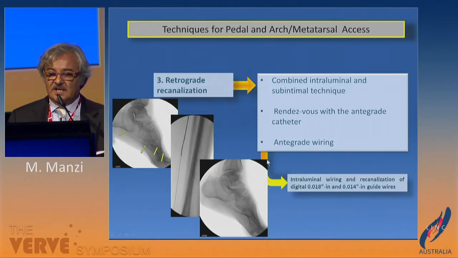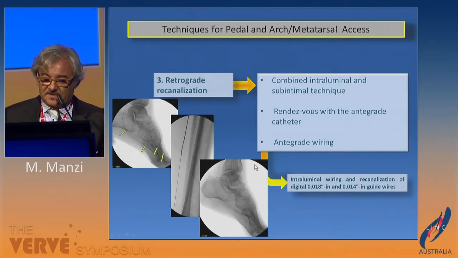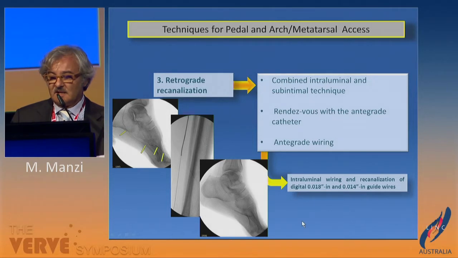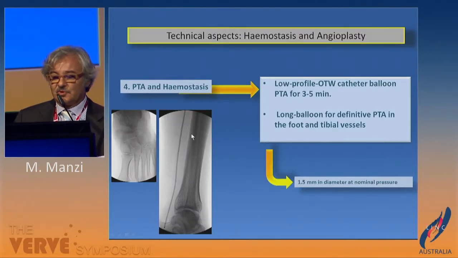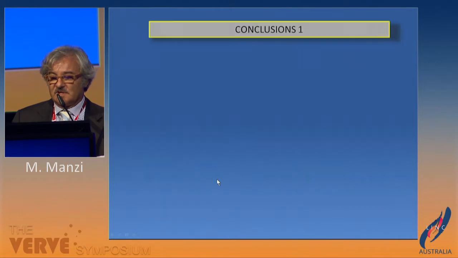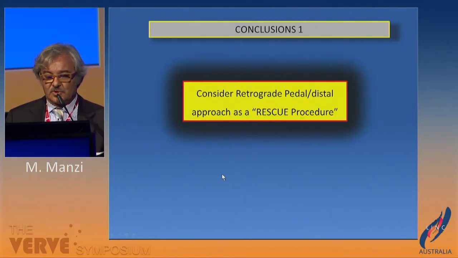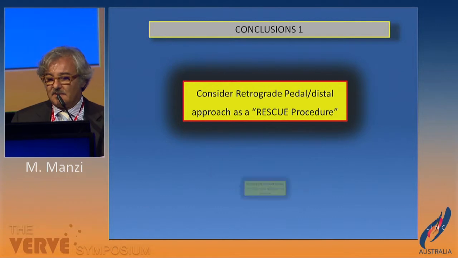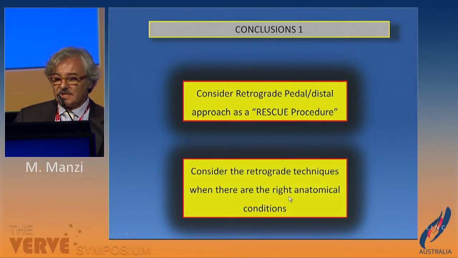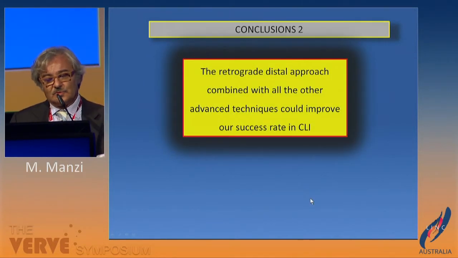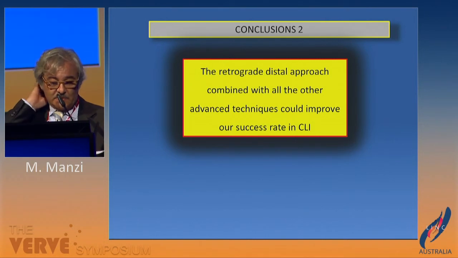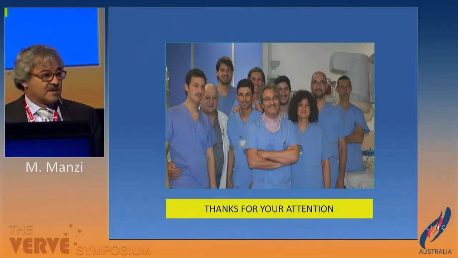So the retrograde recanalization with snaring, we have already seen, is quite simple, and we use long balloons for the final dilatation and short balloons for the hemostasis in the digital artery. So in conclusion, we used to consider this kind of procedure as a rescue procedure when we had problems, and we consider retrograde techniques when the right anatomical conditions are present, of course. To conclude, the retrograde distal approach combined with all the other advanced techniques could improve our success rate in CLI. Thank you very much for your attention.